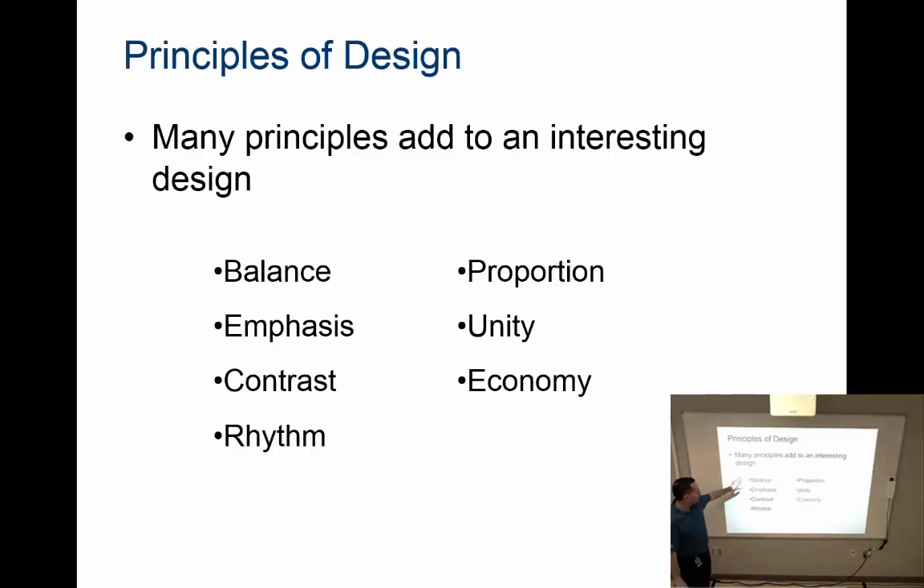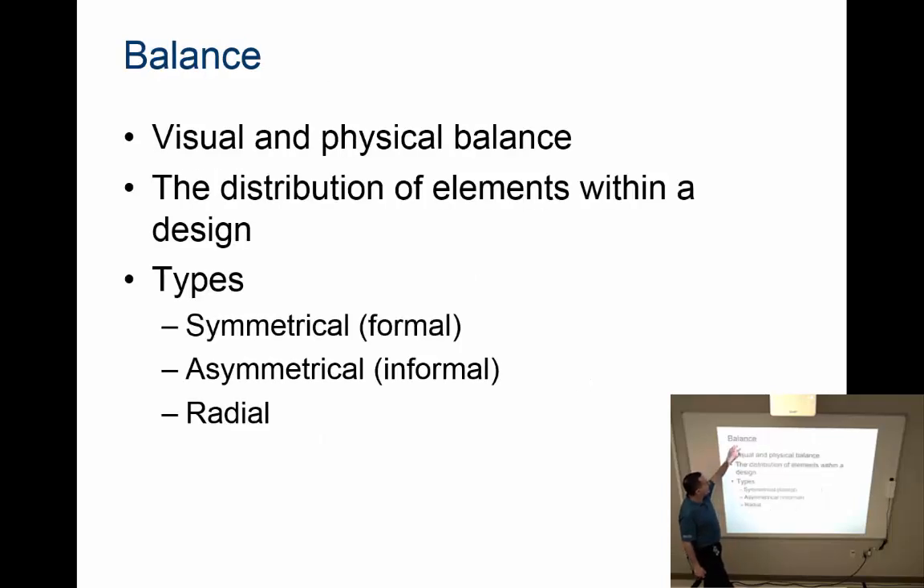Okay. So let's work through these. Some of the examples in this are not amazing, so hopefully my explanation will be a little bit clearer than some of the images that we have in here. So let's talk about balance. Visual and physical balance of an object is basically the distribution of elements within that design. And the types that we see are symmetrical, asymmetrical, and radial balance.